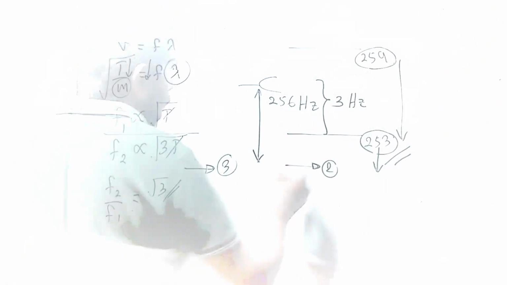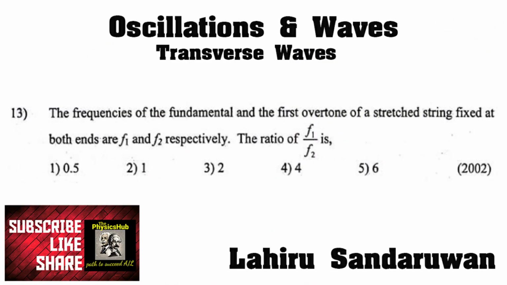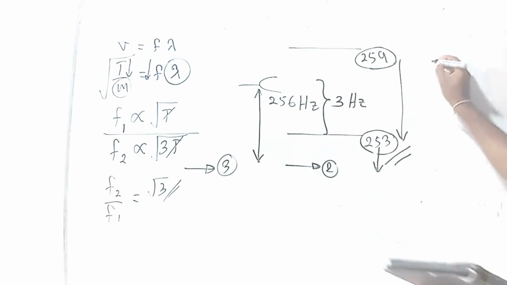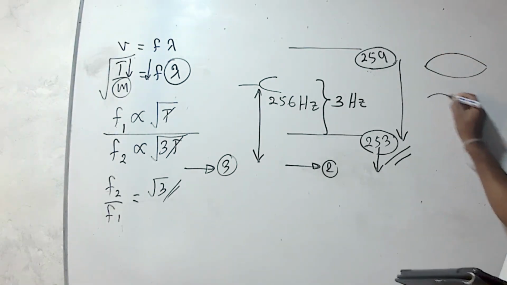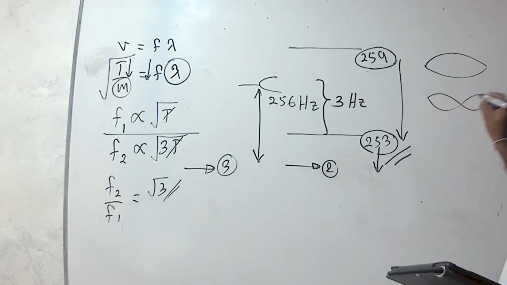The second one is the correct answer. The frequencies of the fundamental and first overtone of a stretched string fixed at both ends are F1 and F2 respectively. The ratio F1 over F2 is? There is only one loop for the fundamental frequency and there are two loops for the first overtone.